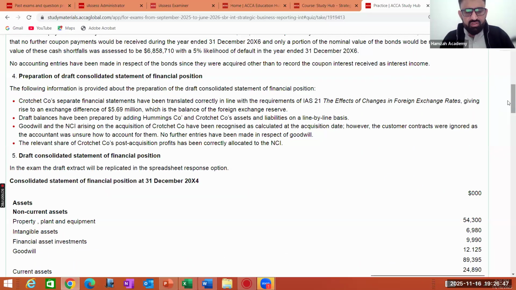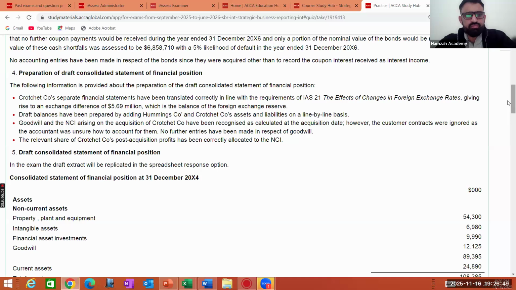Now, read exhibit 4. C company's separate financial statements have been translated correctly in line with IAS 21, and that gives rise to an exchange difference of 5.69 million, which is the balance of the foreign exchange reserve. So there is a foreign exchange gain of 5.69, which is included in the exchange reserve.